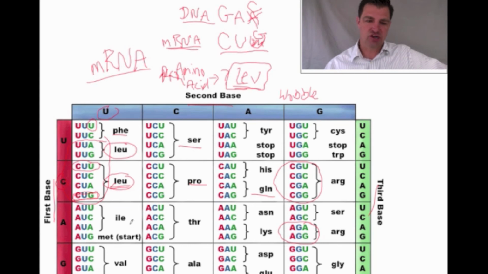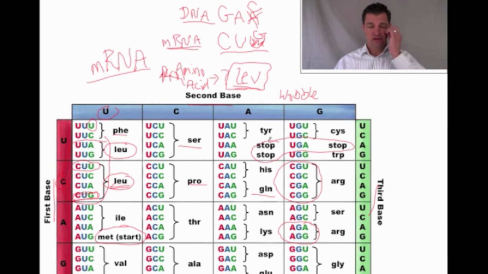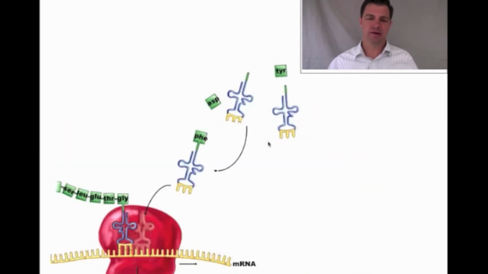Notice we also have a start sequence. That tells you when to start building the protein. And we have stop codons as well, which tells the protein that's where you're going to stop building it.